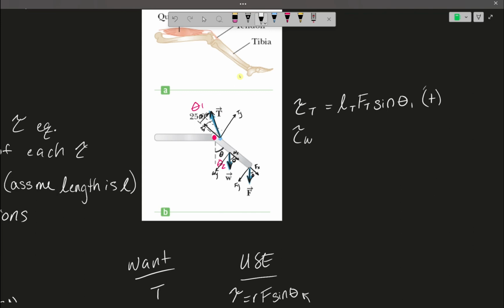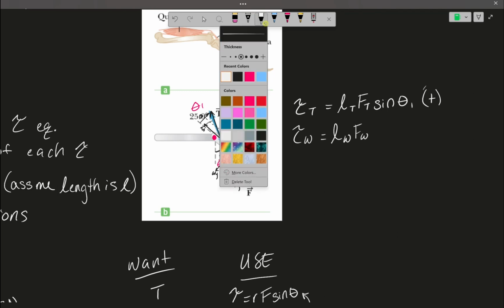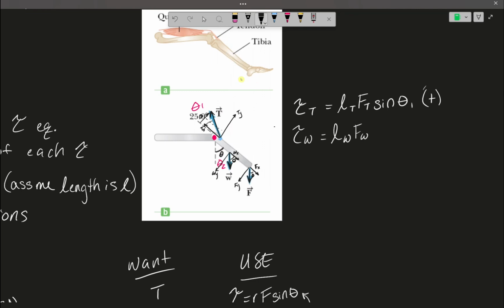Now, what about the torque due to the weight of my leg? Well, this is going to be the distance to the weight of my leg, the force of the weight of my leg, and then I need to figure out if this is sine or cosine. So I'm going to want this component. So this is opposite.